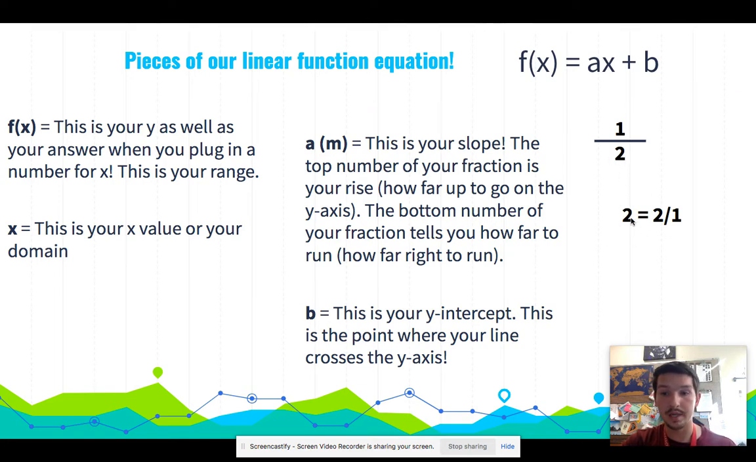If it's a whole number like 2, we're just changing it into a fraction, so we just put it over 1. The top number is telling you how far up to go. The bottom number is telling you how far right to go. Okie dokie? And then b, we call this our y-intercept.